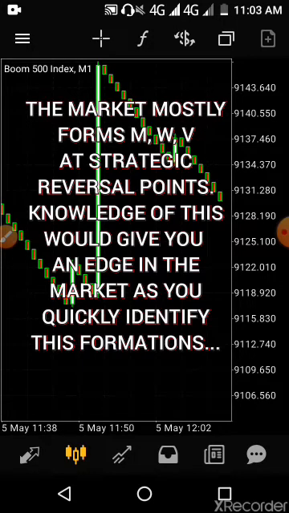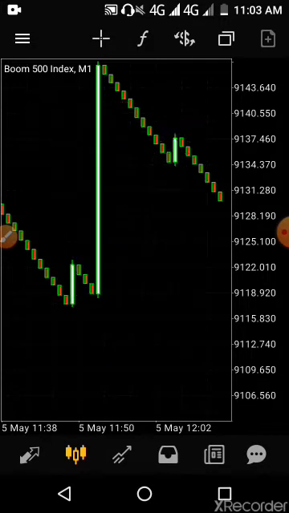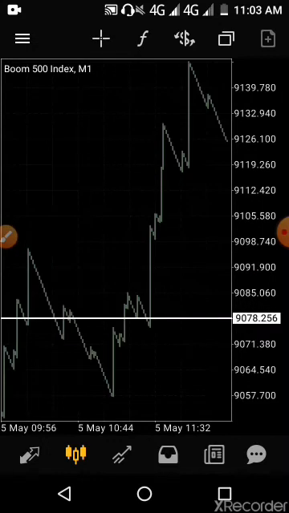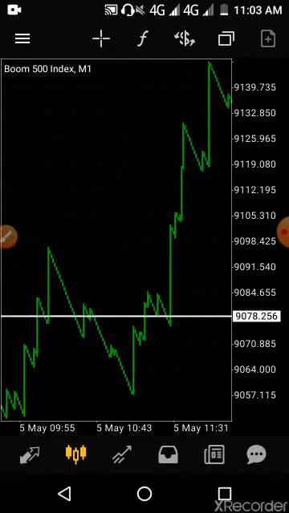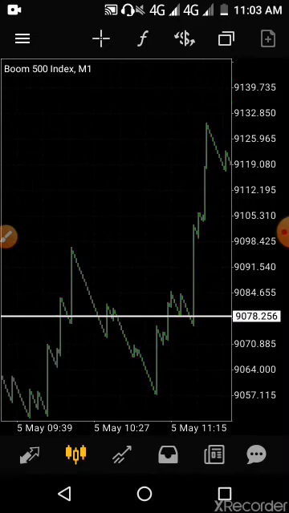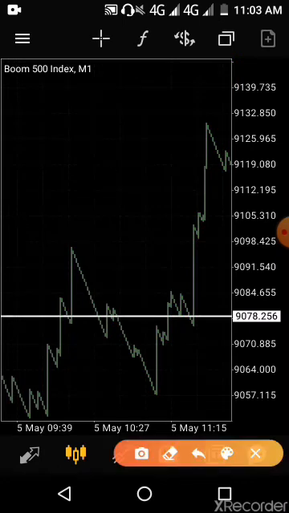For you to identify the M and W formations, first you need to zoom in your chart a bit. All right, I just zoomed in the chart. Once I have zoomed in, it is possible for me to see some of the W's and then the M's. Okay, let me delete those. Yeah, this side is showing me like an M, like an M.